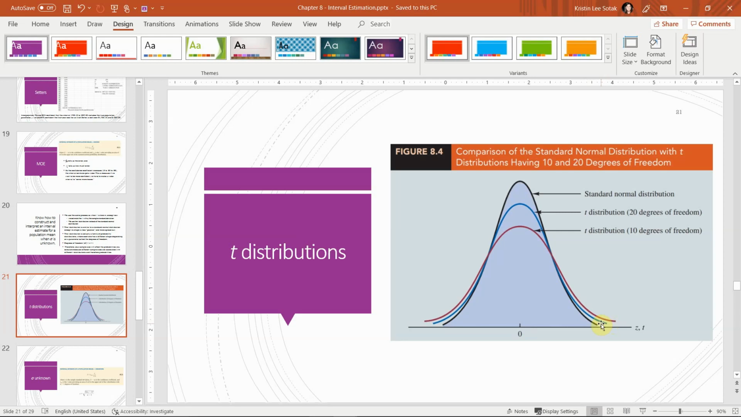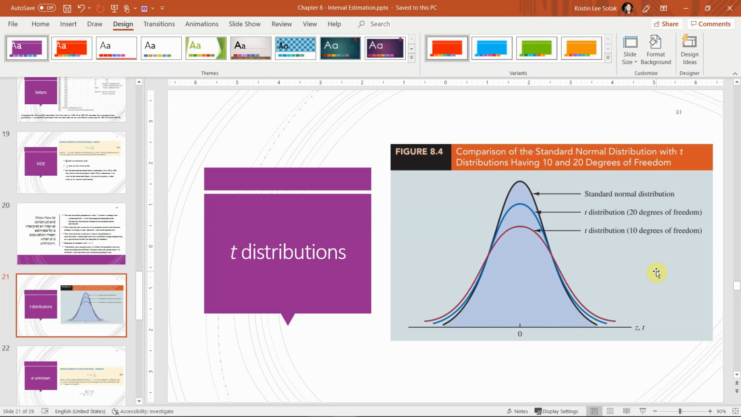Let's go with the top. This top one right here is 10 degrees of freedom, so that's a sample size of 11. And then 20 degrees of freedom, that's a sample size of 21. So we see as our sample size gets bigger, the tail area gets less, and the distribution approaches a standard normal distribution.